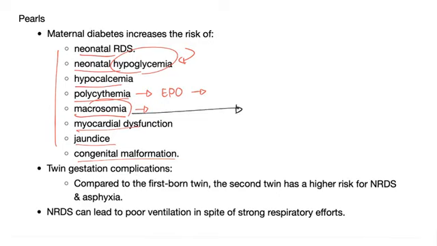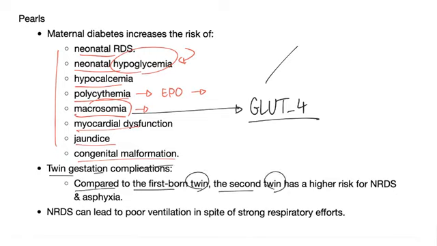Insulin feeds two main tissues: adipose tissue and skeletal muscles. How? Remember GLUT4, which is insulin dependent. Every other GLUT is insulin independent. Twin gestation complications. Compared to the firstborn twin, the second twin has a higher risk of neonatal RDS and asphyxia, which is bad.